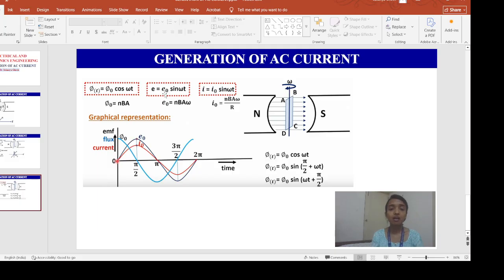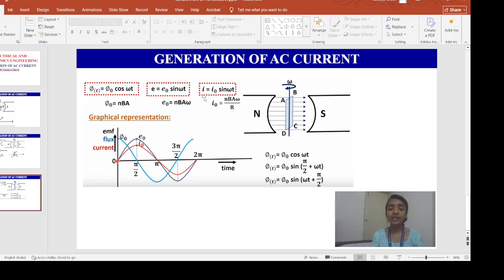So if we draw a complete cycle of this AC waveform, this is my 0, this is pi, this is 2 pi. At the middle of 0 and pi we get pi by 2, and at the middle of pi and 2 pi we have 3 pi by 2. So this peak value of EMF we get at pi by 2. So E equals E naught sine omega t. It is a sinusoidal signal whose positive peak occurs at pi by 2. Similarly, its negative peak occurs at 3 pi by 2.